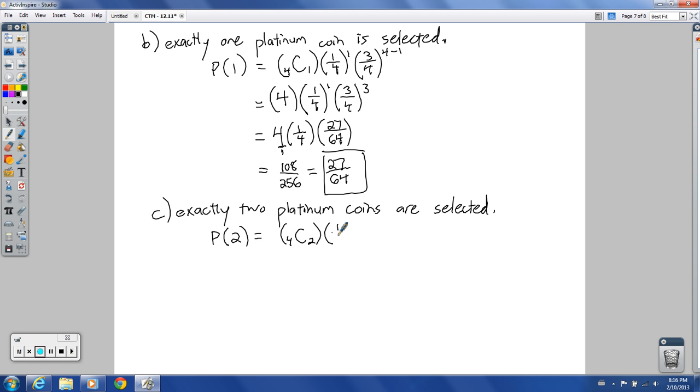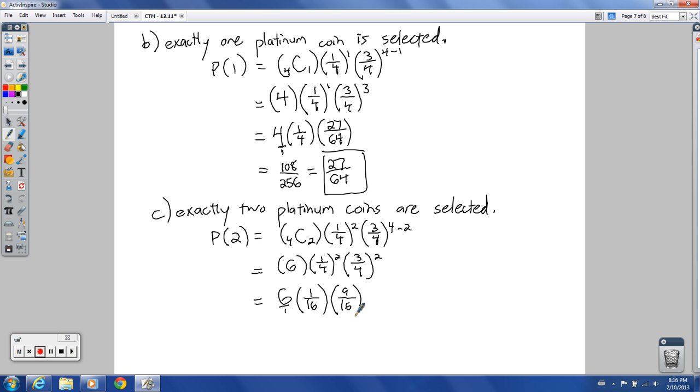So 4 choose 2, then 1/4 squared, 3/4 to the 4 minus 2 now. So just plugging in the numbers, 4 choose 2 is 4. No, it isn't. It is 6, sorry. 4 choose 2 is 6. 1/4 to the second power, we'll simplify that in a moment. 3/4 to the 4 minus 2 is the same as 3/4 to the second power. So this would be 6. You can make it a fraction. Let's write 6 over 1. This would be 1/16. And this would be 9 over 16.